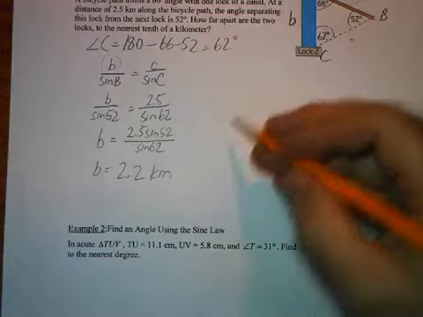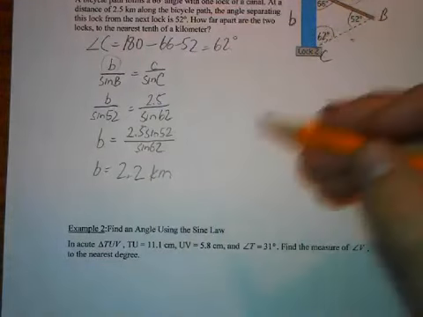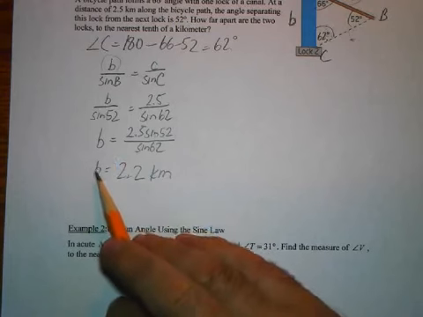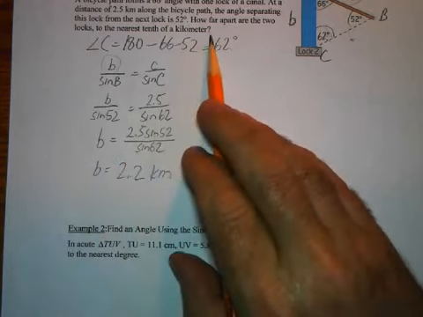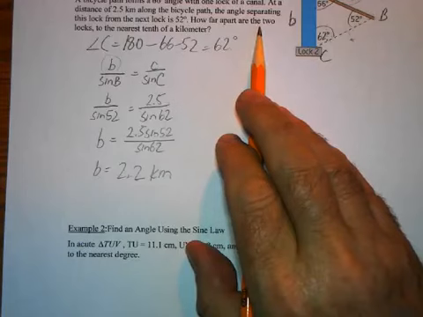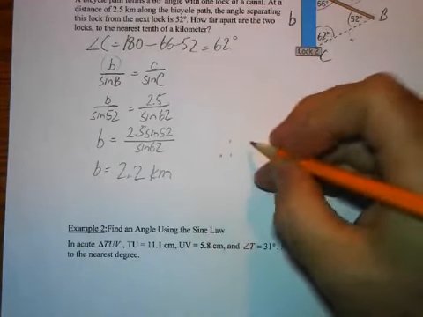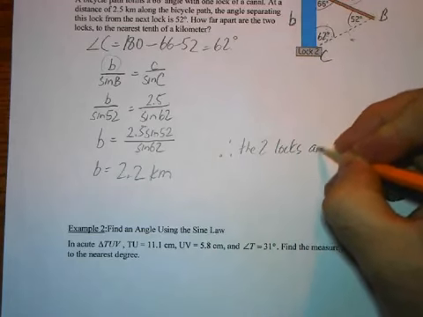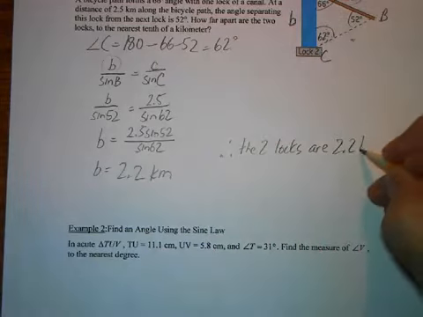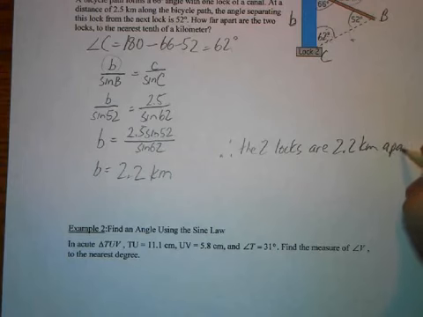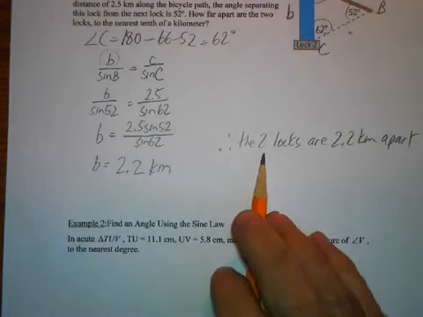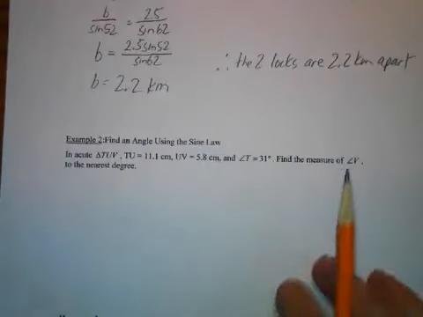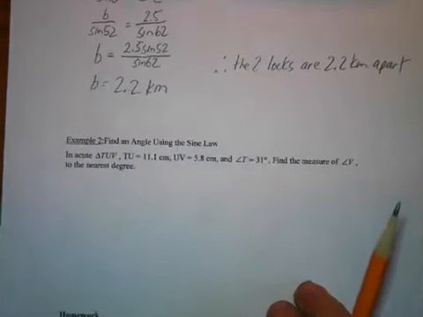Okay, so are you done? Not quite, because this doesn't really answer the question. We invented B, so now we turn it back into answering the question: how far apart are the two locks? Therefore, the two locks are 2.2 kilometers apart. Okay, always important. Word questions deserve word answers. Okay. All right, let's try another one here.